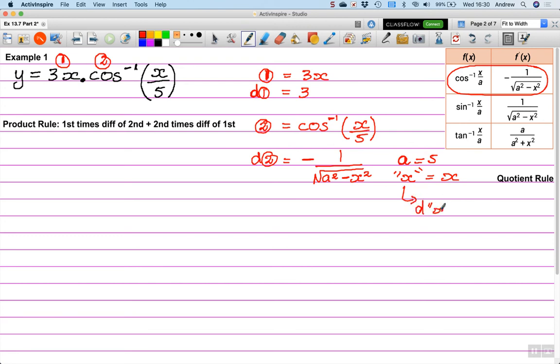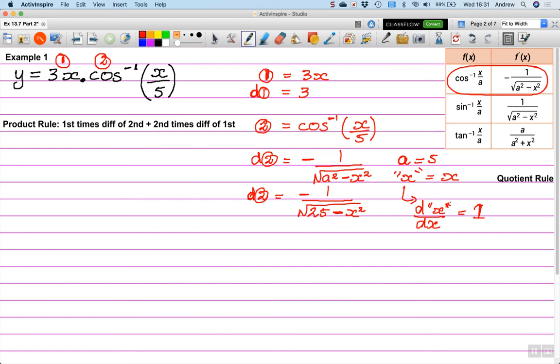And if we differentiate this, to work out the multiplying factor like we did in part 1, we can see the multiplying factor is in actual fact 1. So the differential of the second function is going to be quite simply minus 1 over the square root of a, which is 5. 5 squared is 25, minus x squared, it's quite simply x squared.